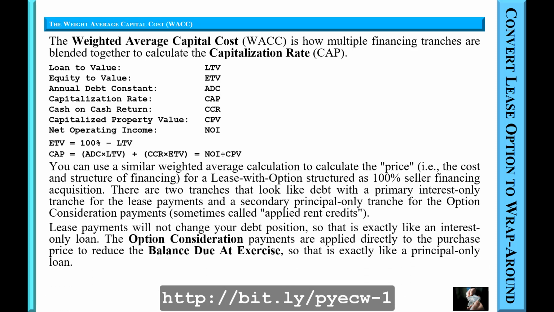Lease payments will not change your debt position, so that is exactly like an interest-only loan. The option consideration payments are applied directly to the purchase price to reduce the balance due at exercise, so that is exactly like a principal-only loan.